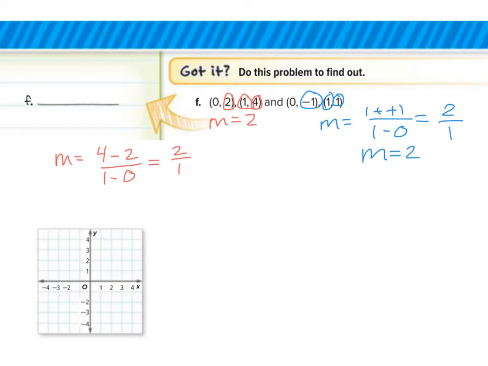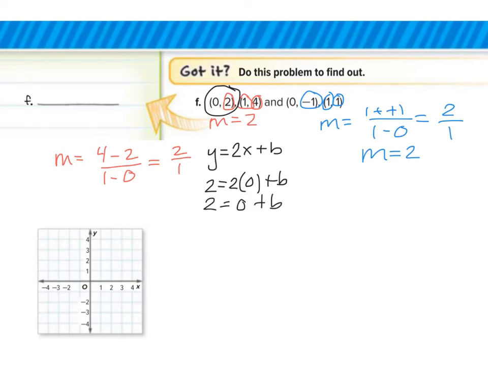Now I have to solve for the y-intercept. I can find the y-intercept by using the equation y equals 2x plus b. When x is 0, y is the y-intercept. So I can substitute in the variables, using (0, 2). So 2 equals 2 times 0 plus b. 2 times 0 is just 0. So the y-intercept for the first equation is b equals 2.